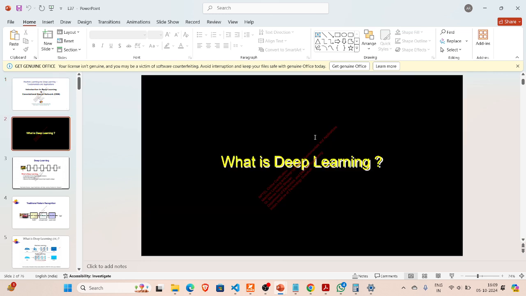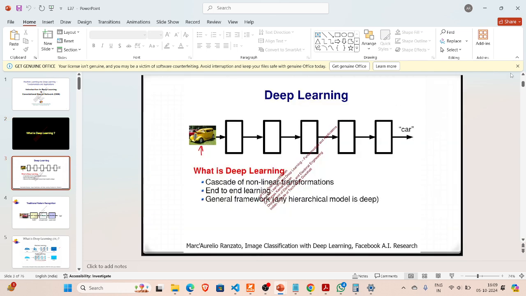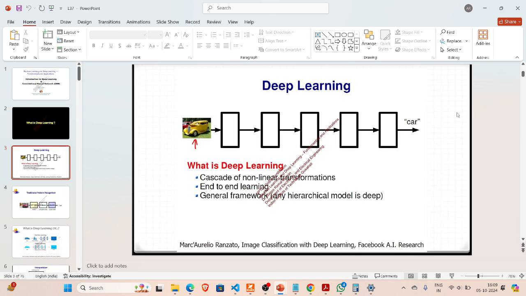you'll understand first what is deep learning, and so to get started, we have an image classification problem.